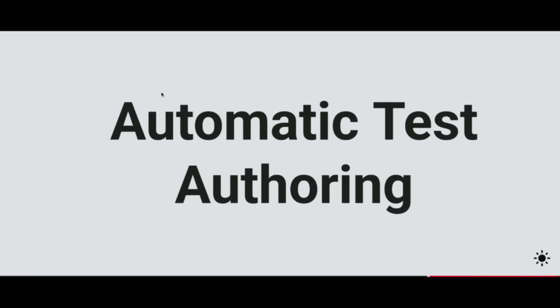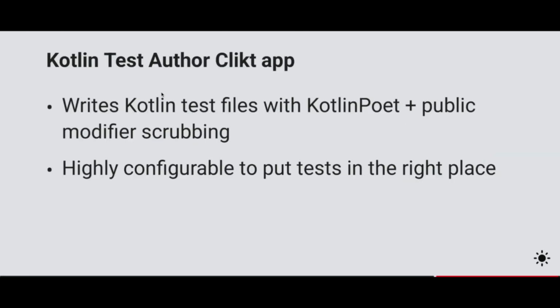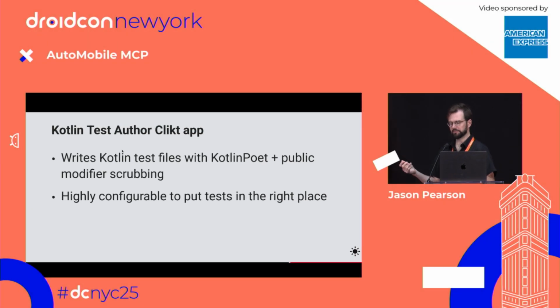So I mentioned at the beginning that there's manual and automated testing. And the thing about all of this is, up until this slide, I was showing you just automated testing, like re-executing a plan. So I decided to automate the writing of the test. That is what the Clicked app is for. It writes Kotlin files with KotlinPoet and public modifier scrubbing. Thank you, Jake Wharton. It's highly configurable to put tests in the right place inside your code base. It doesn't matter if you have one module or 1,000.